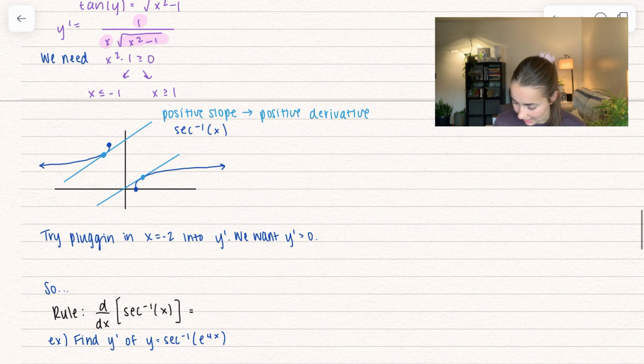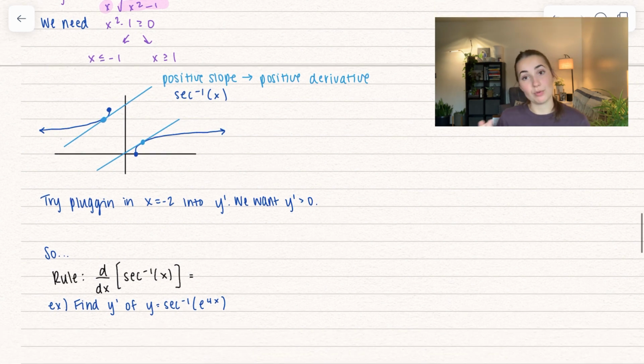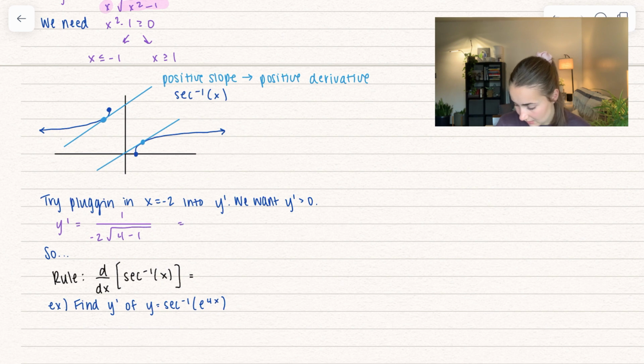Let's go ahead and try it out. We're going to try plugging in x equals -2 into the derivative. And remember, we want y prime to be greater than 0. So when I do that, I get y prime is equal to 1 over -2 times the square root of -2 squared, which becomes 4 minus 1. This is equal to -1 over 2 root 3, which is indeed negative. So the question is, how can we keep this positive?